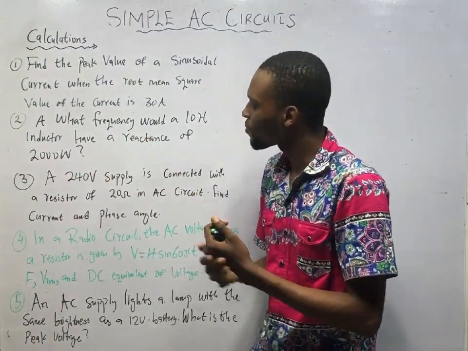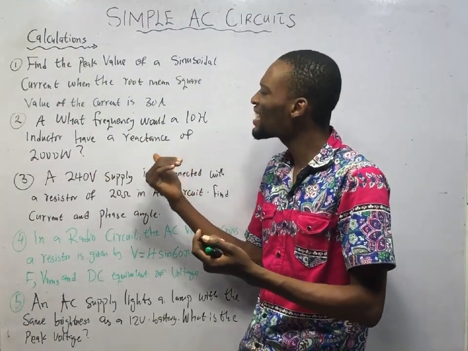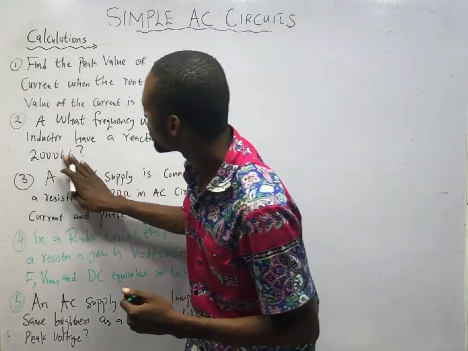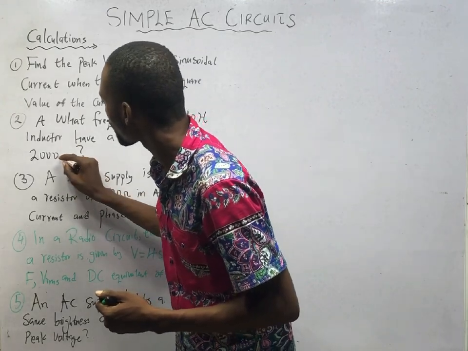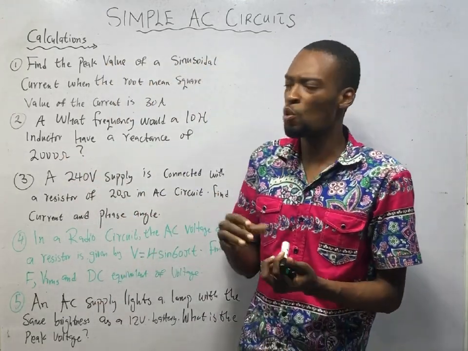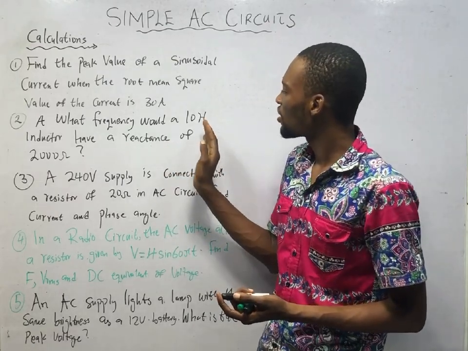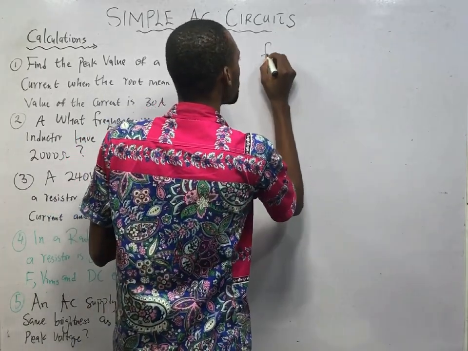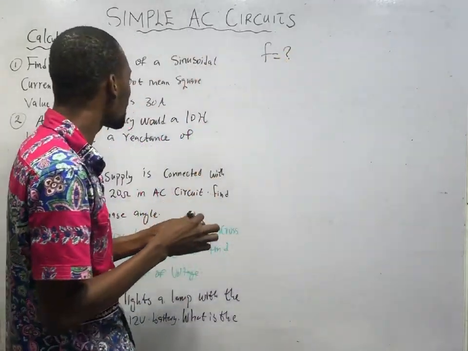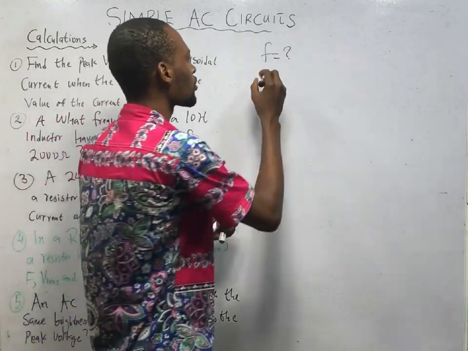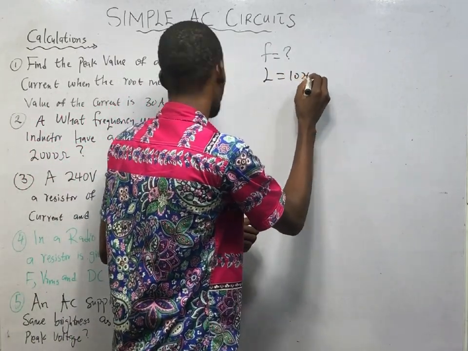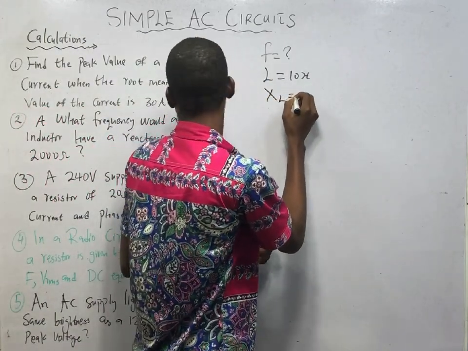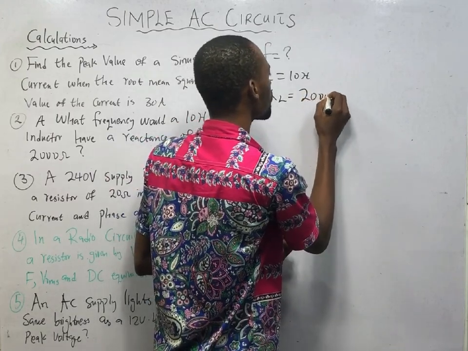The next question says, at what frequency would a 10 Henry inductor have a reactance of 2000 ohms? The unit of reactance is ohms. The unit of inductor or inductance is Henry. Now, we are told that at what frequency would a 10 Henry inductor, L is equal to 10 Henry, have a reactance of 2000 ohms.